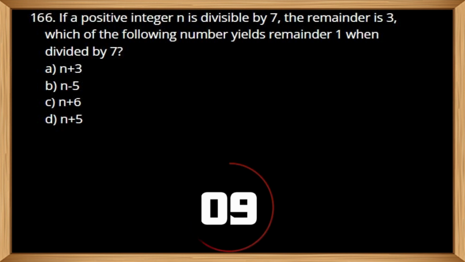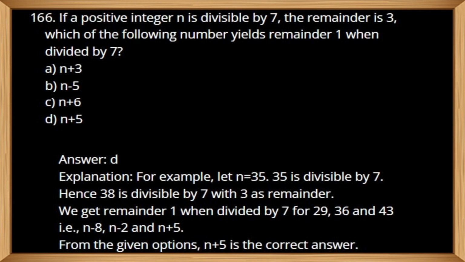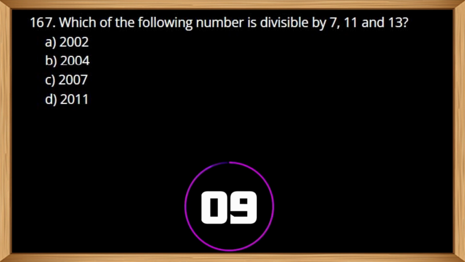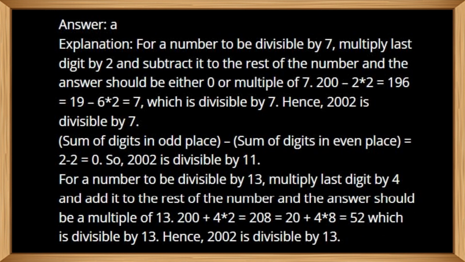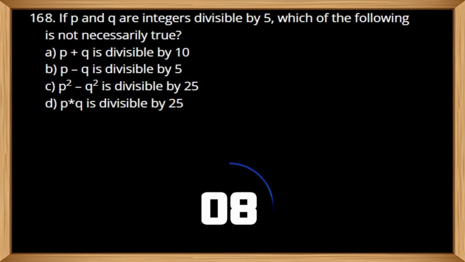If a positive integer n is divided by 7, the remainder is 3. Which of the following numbers leaves remainder 1 when divided by 7? Option D n plus 5. Which of the following numbers is divisible by 7, 11 and 13? Option A 2002.